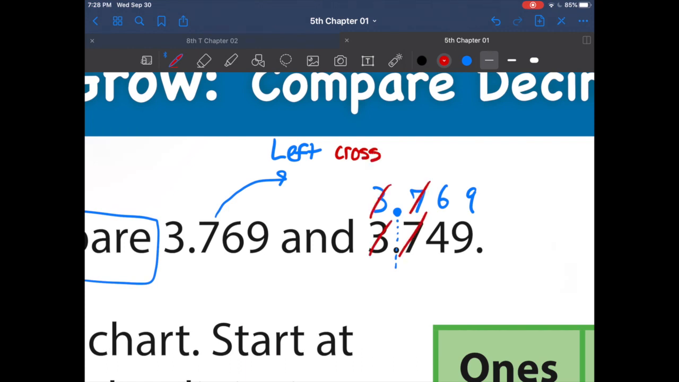7 is the same, but well, check this out. Looks like that 6 is bigger than this 4, which means this number right here is going to be greater than.